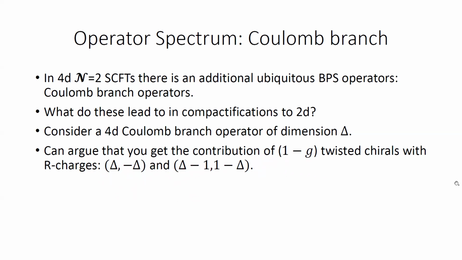Again, I know this is the contribution that you get to the index or the elliptic genus in this case. It doesn't necessarily mean that you actually have a twisted chiral, and particularly if g is larger than 1, its contribution will be negative. But twisted chirals will usually contribute positively.